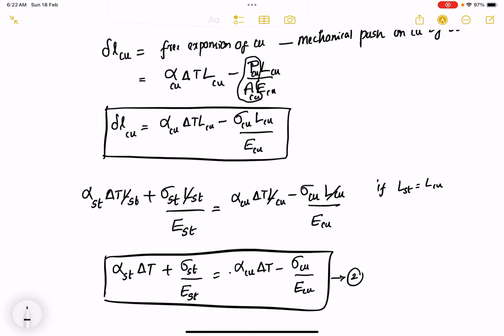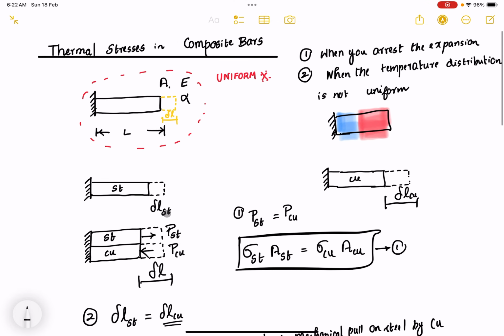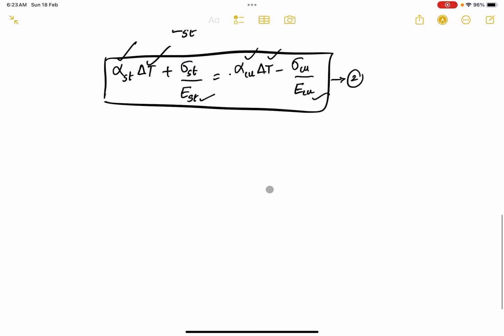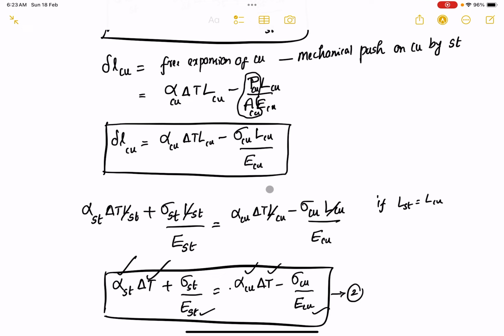Now in this equation, I know what is the value of thermal expansion. I know what is the value of increase in temperature. I know what is the value of Young's modulus of steel. I know all this, right? So there are two equations for two unknowns. In the first equation, the unknowns are stress in steel and stress in copper. So look at the first equation there. There are two unknowns. These are knowns. And if you look at the second equation, there are two unknowns. So you can solve the two equations for two unknowns, and you can find the values of stress in steel and stress in copper.